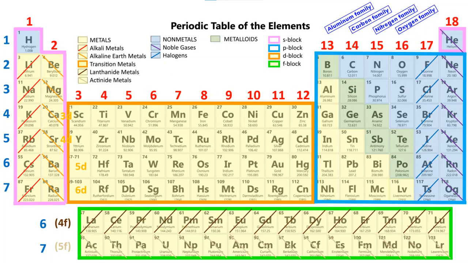So this is what your periodic table should look like when you're finished.